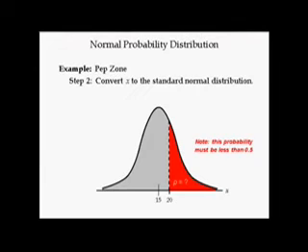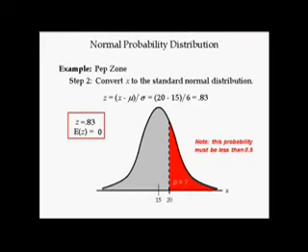In step 2, we convert x to the standard normal distribution using the z-score, which is equal to the deviation from the mean divided by the standard deviation. In this example, it would be 20 minus 15, divided by the standard deviation 6, which is 0.83. What that says is 20 is 5 above the mean. In terms of standard deviations, 20 is 0.83 standard deviations above the mean. So the z value is equal to 0.83.